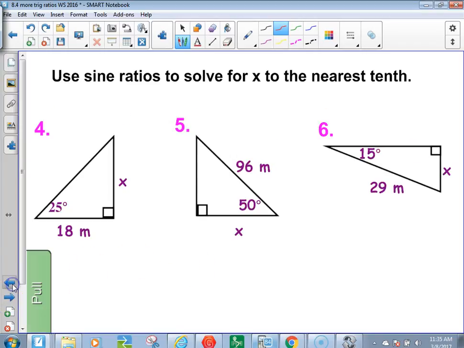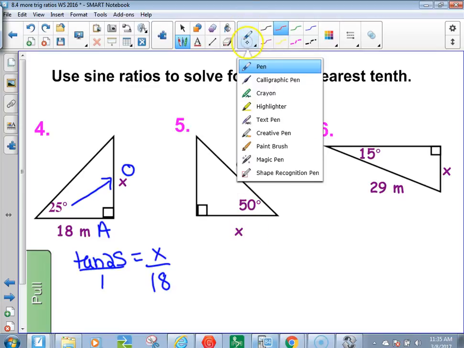Let's see. How about, what do you think number 4 is? Let's start asking around, guys. Sine, cosine, or tangent? Michael? What do you think? Yep, opposite and adjacent. Okay, so tan 25 is equal to x over 18. So I'm going to ask you guys to set me up on these, and don't sit here and calculate right now. Let's just get some set up because that's half the battle right there.